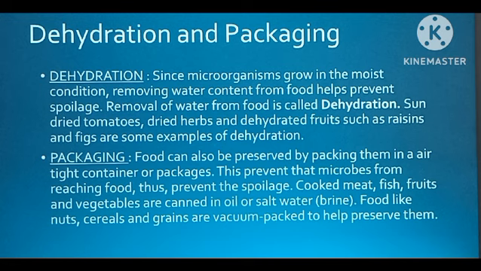Dehydration and packing. Dehydration. Since microorganisms grow in moist conditions, removing water content from food helps prevent spoilage. Removal of water from food is called dehydration. Sun dried tomatoes, dried herbs, and dehydrated fruits such as raisins and figs are some examples of dehydration.